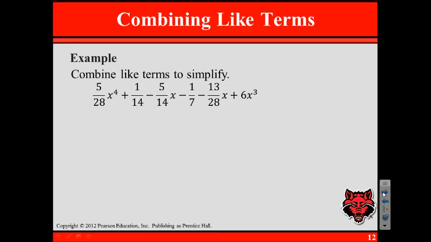Here's another example where we will go through the same process. Starting with the first term, 5 over 28 x to the 4th. We look throughout the problem to see if there's any other term with an x to the 4th, and there is not. So because it has no like terms, we just write it down once. I'm going to cross through that term.